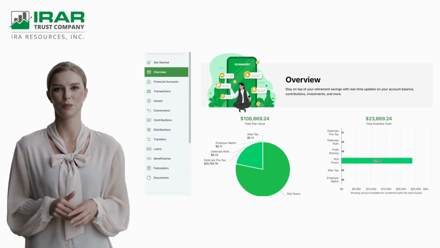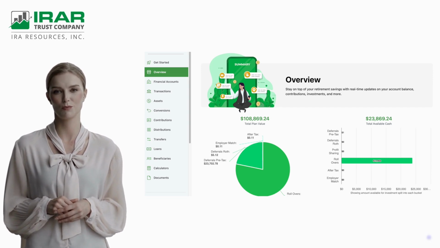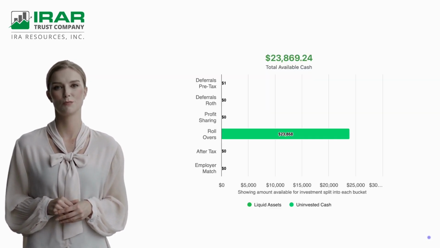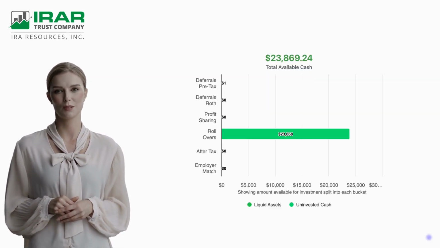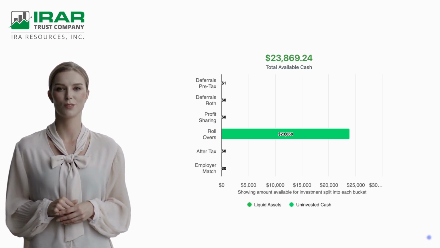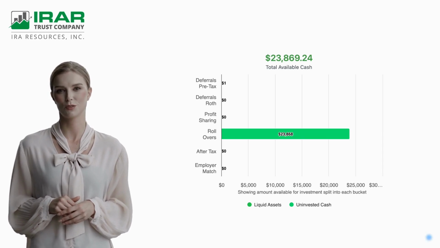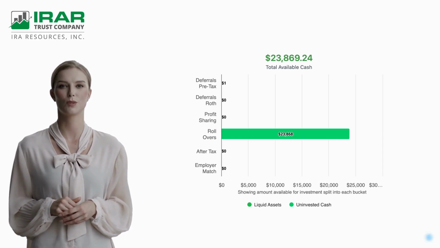Funding the loan is based on the participant's available balance. The employer and participant will need to determine which contribution sources are available to pull from, that is, pre-tax deferrals, designated Roth, profit sharing, rollovers, and after-tax. Once they've determined how the loan is to be funded, the percentage taken from each source will determine how payments for the loan are paid back.